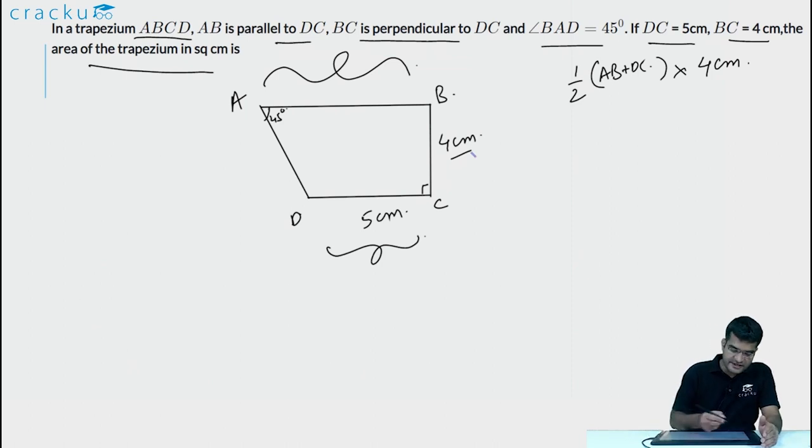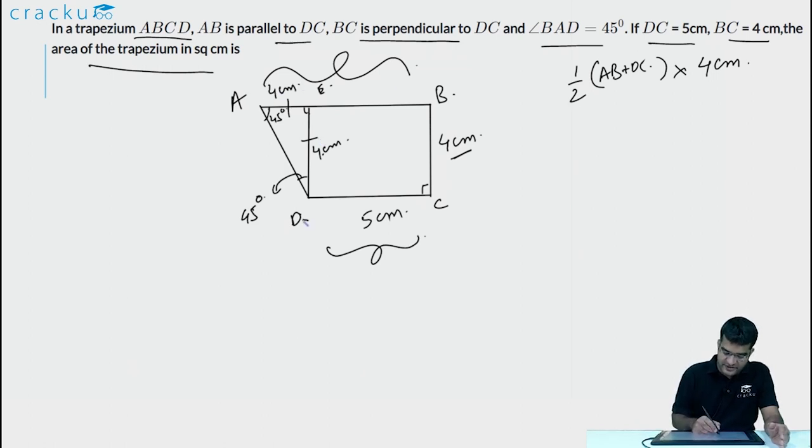But how do we calculate the length of AB? Let us draw a perpendicular from D to AB. Let us assume that it meets AB at a point E. So DE is equal to 4 centimeters. DE will be the same as BC. So this is equal to 4 centimeters. This is a right angle triangle. So angle ADE will also equal 45 degrees. Or this is a right angled isosceles triangle. So AE will equal DE. So the length of AE will also be equal to 4 centimeters.